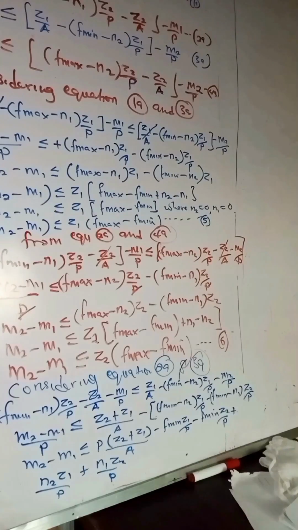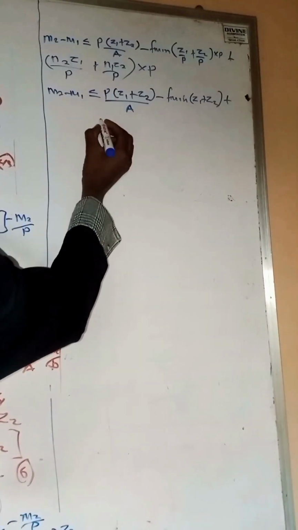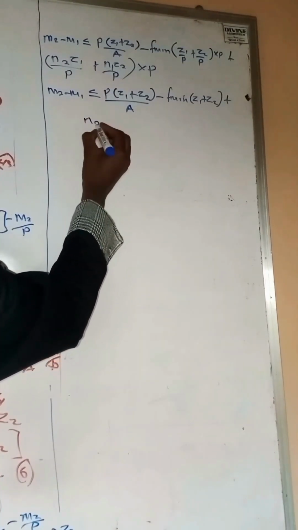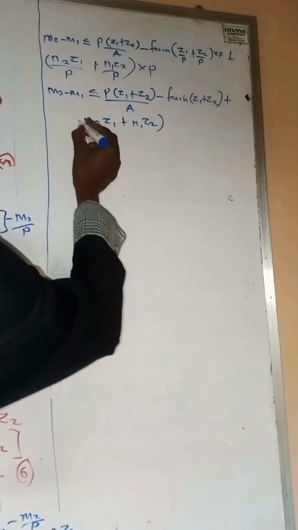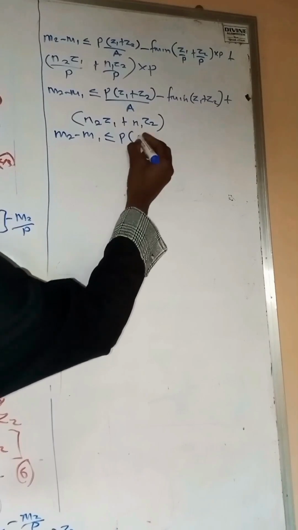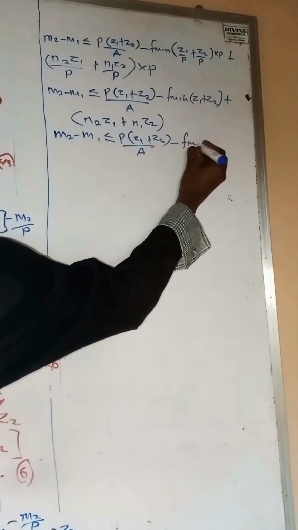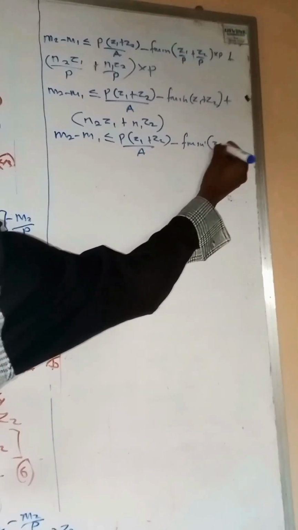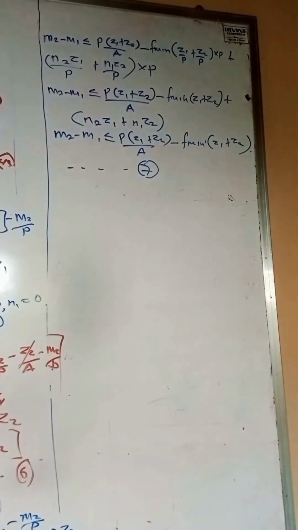Let's go over to the other side of the board as we simplify it further. We'll have N2 Z1 plus N1 Z2, P brackets Z1 plus Z2 over A, F minimum Z1 plus Z2. So this becomes equation number 7.